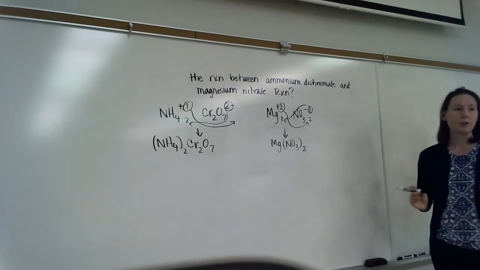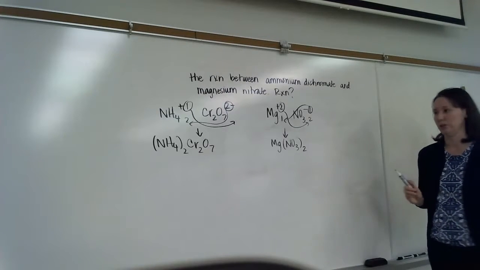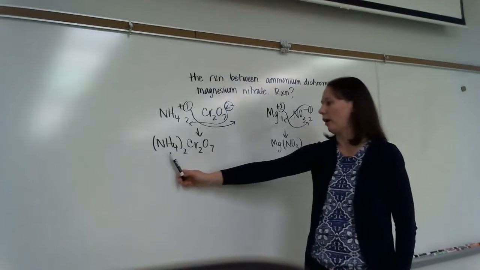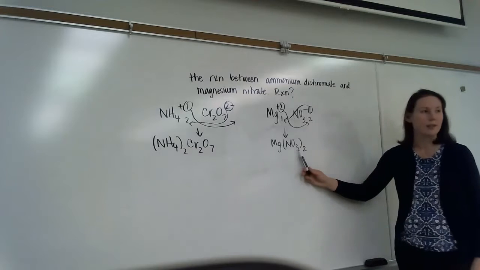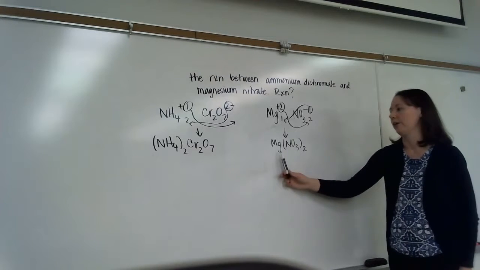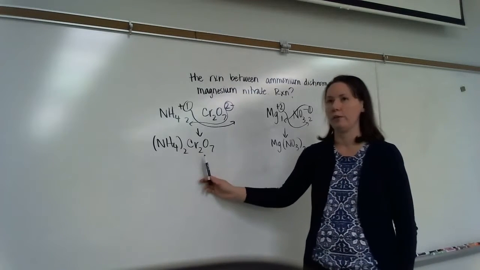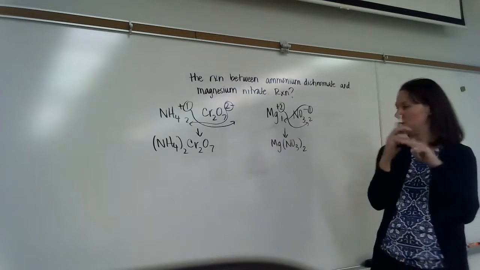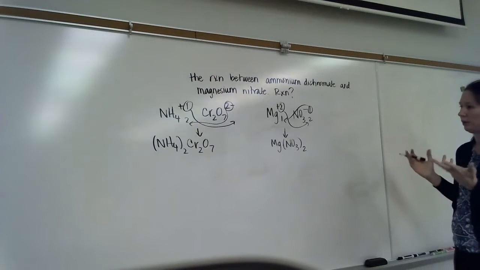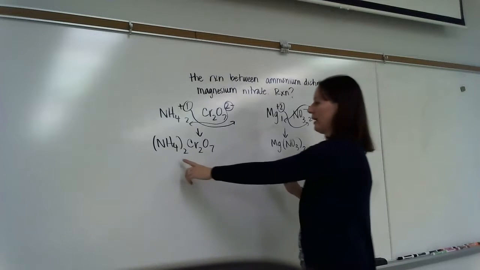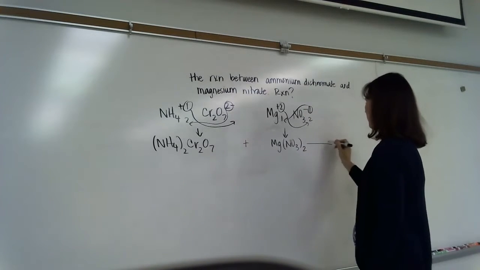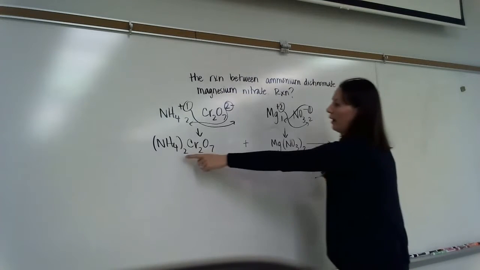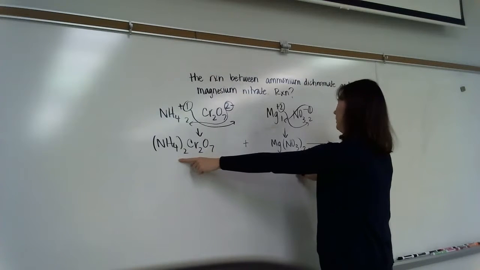Because this is a double displacement reaction, right? The cation of the first compound gets together with the anion of the second, and the cation of the second gets together with the anion of the first. So like two couples break up and start dating each other. That's what you can think of, right? So that means that my products are going to be ammonium nitrate.